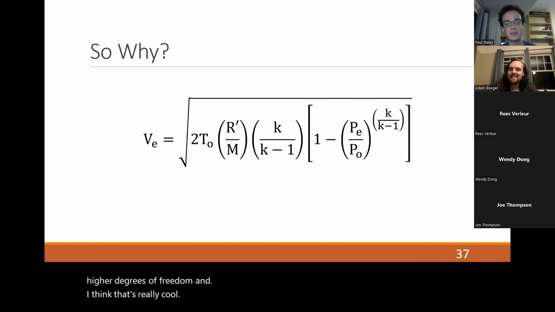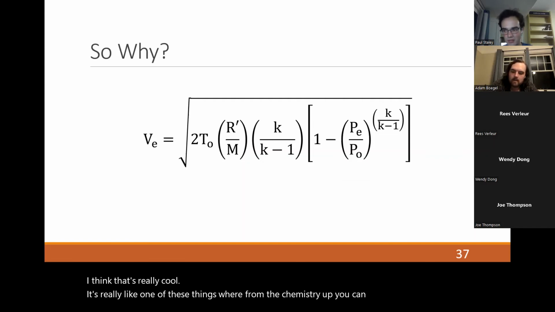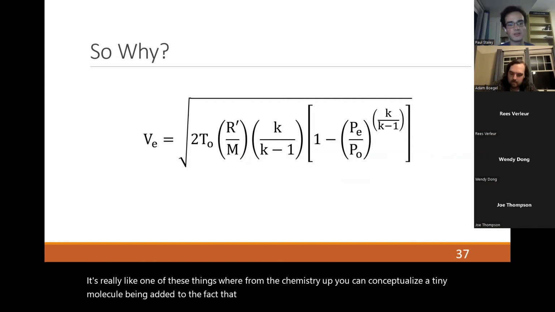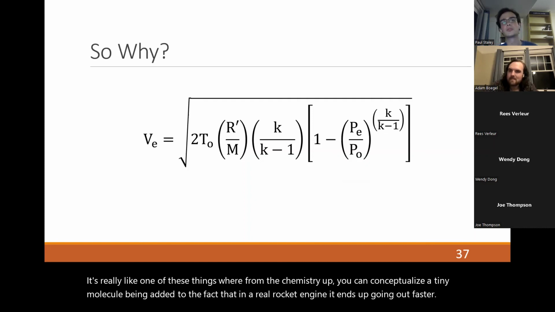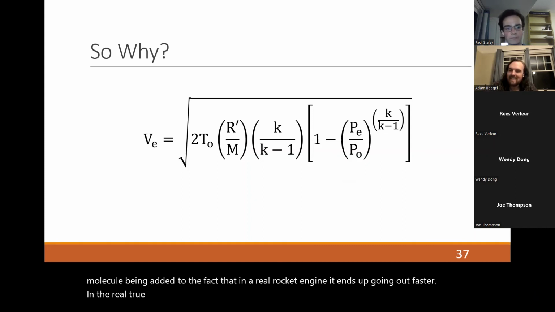It's really one of these things where from the chemistry up, you can conceptualize from a tiny molecule being added to the fact that in a real rocket engine, it ends up going out faster in the real true world. And yeah, that's the deal with that thing.